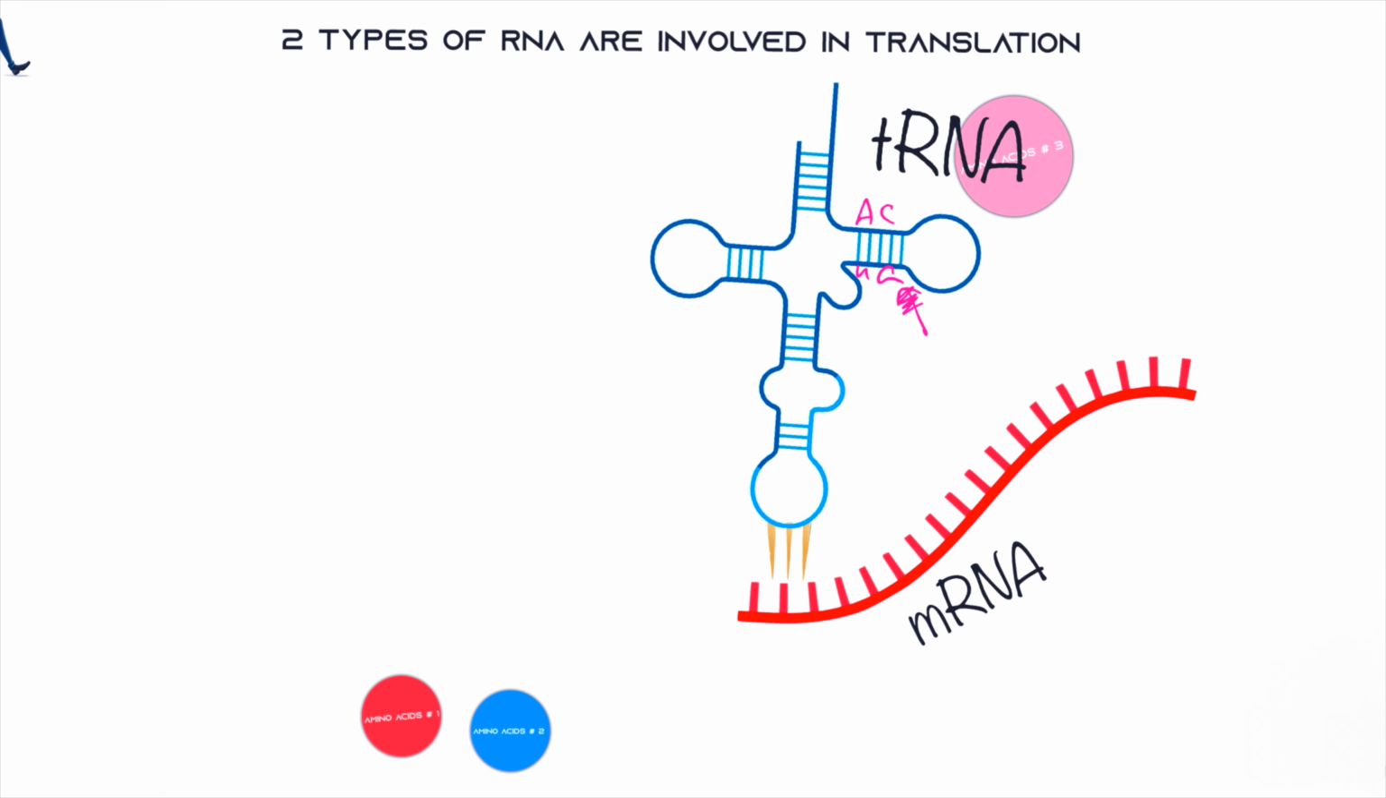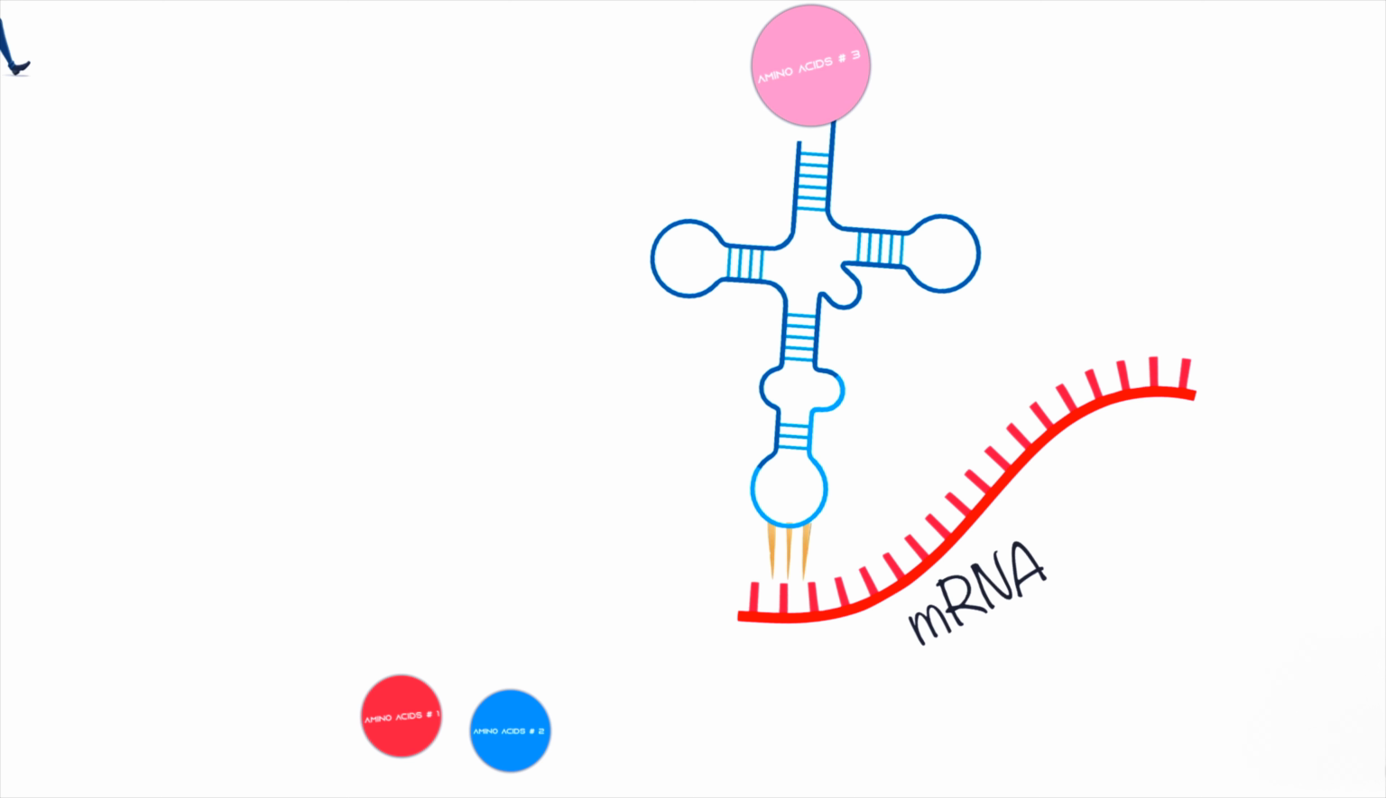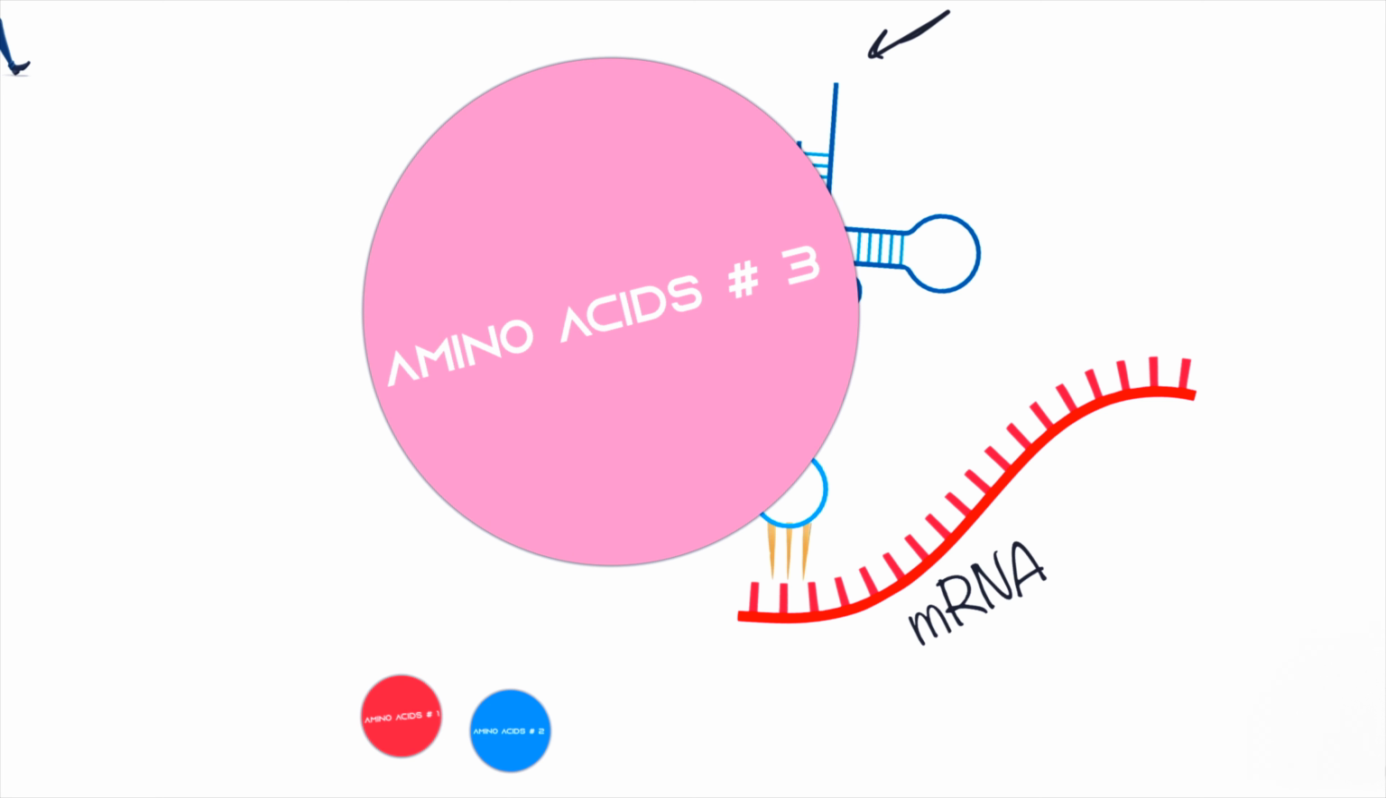Now, what's the point of this codon-anticodon pairing up that we have between those two types of RNA? Think about it this way. Remember, we have some amino acid that is always attached here on the top end of the tRNA, right? So this amino acid, let's say this is amino acid, in my case, amino acid number 3.